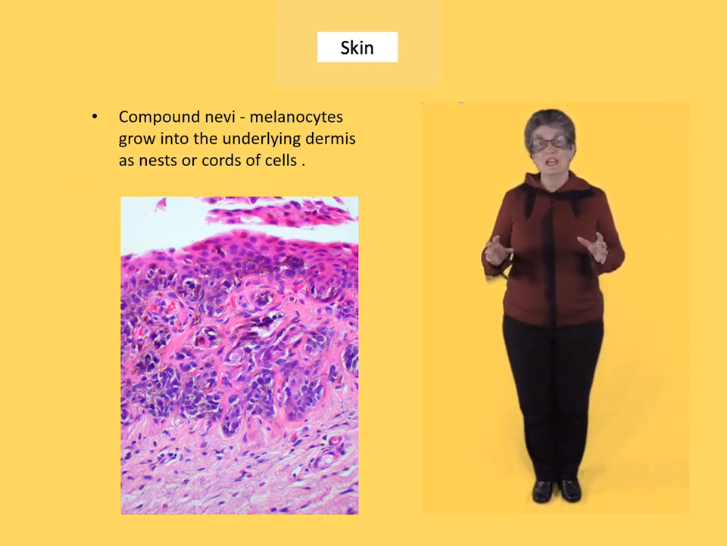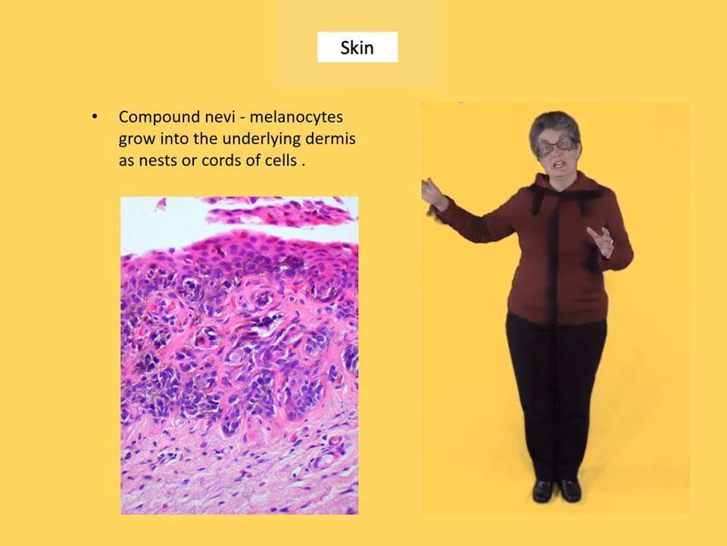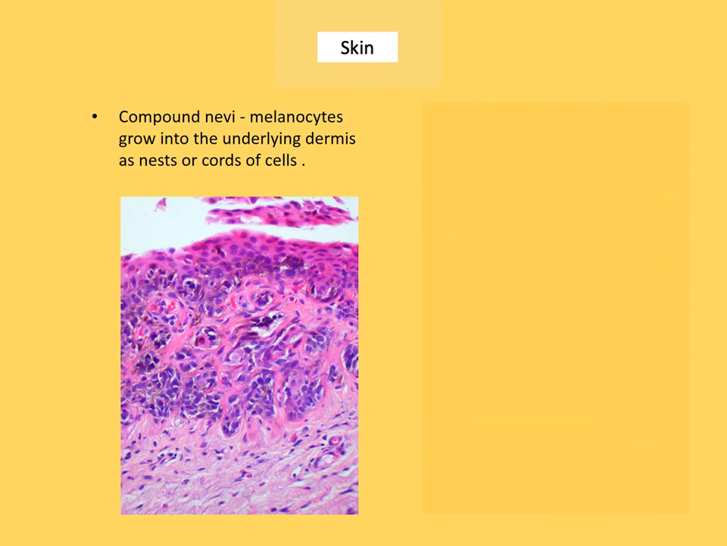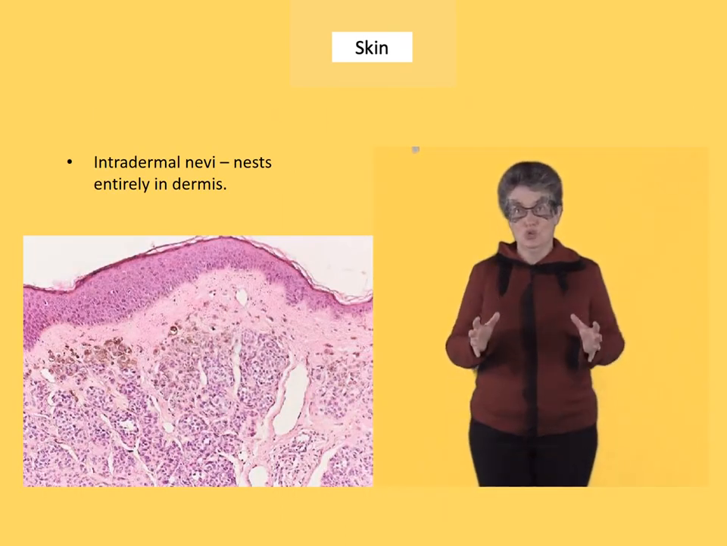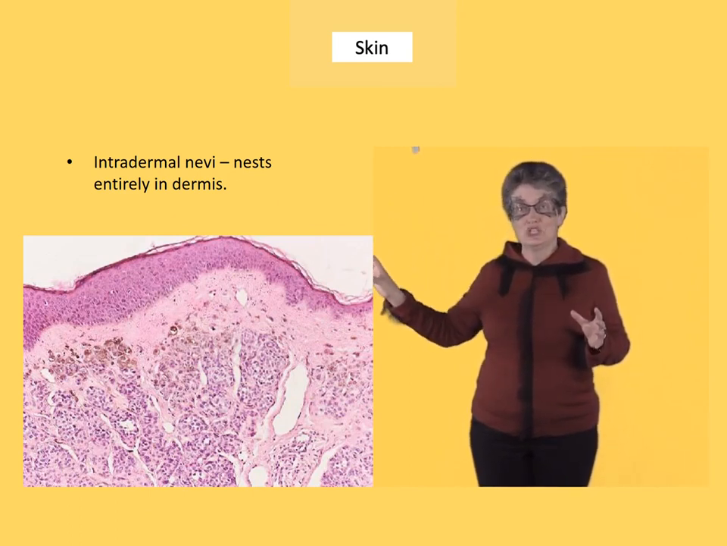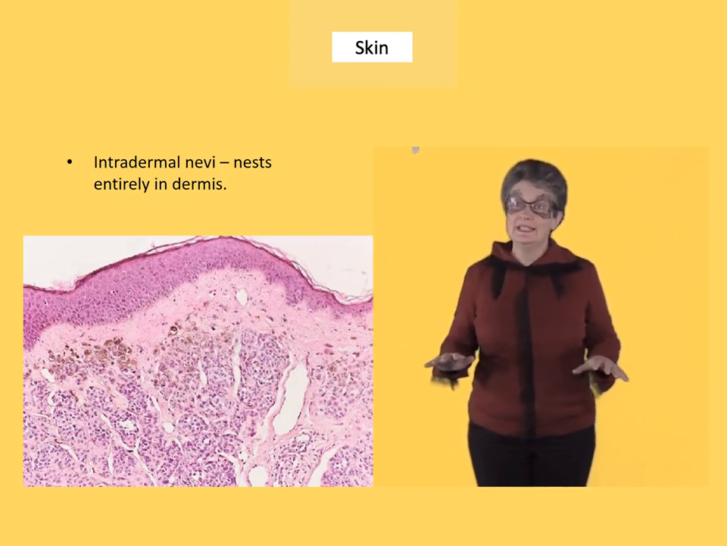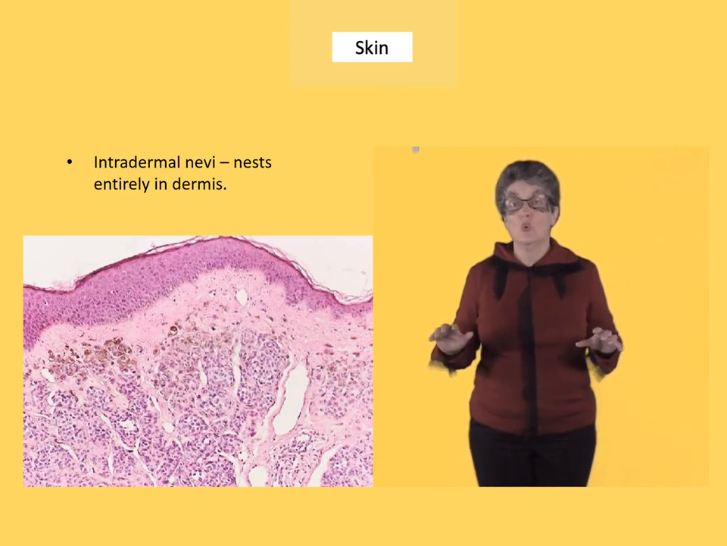Midway through this process, we have cells remaining at the junction and in the dermis, and this is called a compound nevus. You can see here the cells growing as nests in the dermis, while some still remain attached to the epidermis. And this is an intradermal nevus. The cells have now all migrated, no more cells are attached to the epidermis, and now they're all sitting down in the dermis. And these cells are quiet, quiescent, inactive. No mitoses are seen here.